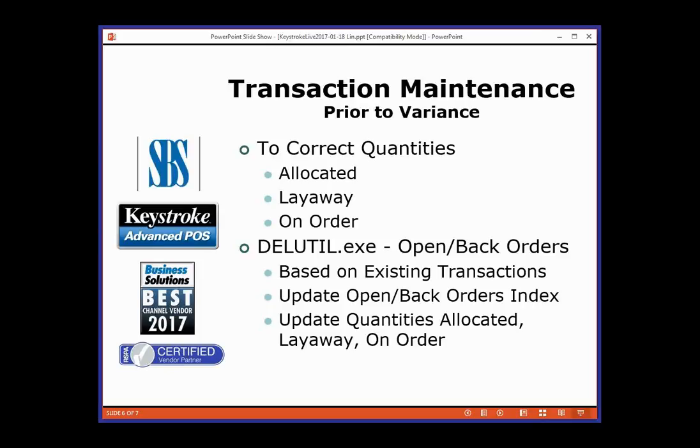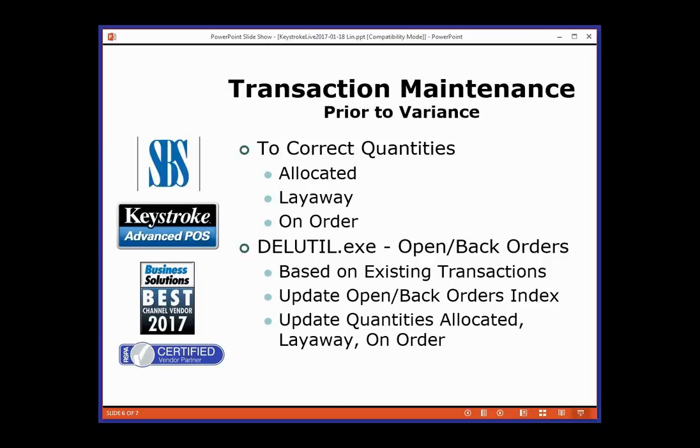Delete all of those. And then we're going to run the delete utility, or del util, to update your open back order index. This is for back orders for sales and open orders for purchases. And that's what gives you the list in sales or purchases of back orders or open orders. And then it's also going to update the inventory record to have the correct quantity allocated, layaway, and on order.